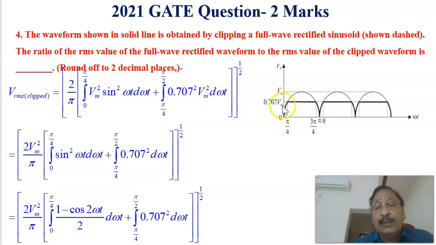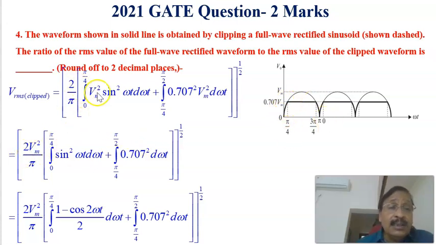pi by 4, since the clipping voltage is 0.707 Vm, marked as pi by 4. So from 0 to pi by 4, Vm squared sin squared omega t, plus from pi by 4 to pi by 2, the clipping voltage equal to 0.707 Vm, so 0.707 squared Vm squared d omega t, all under square root. Therefore, this is the RMS value of the clipped waveform.